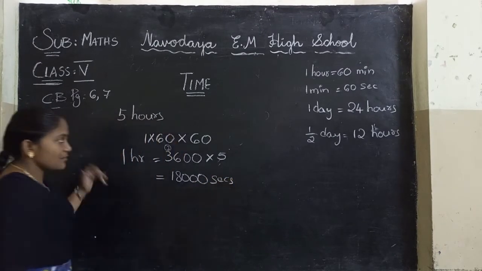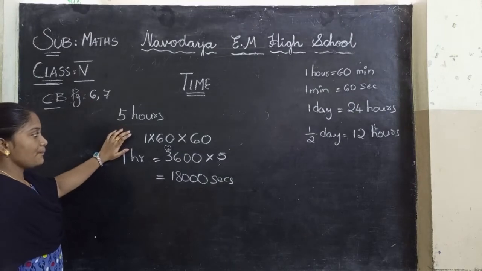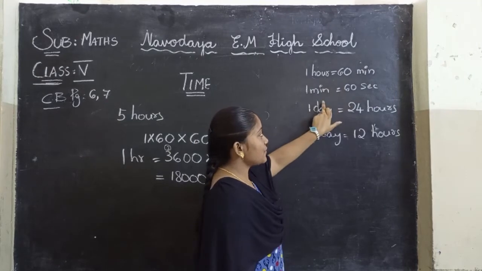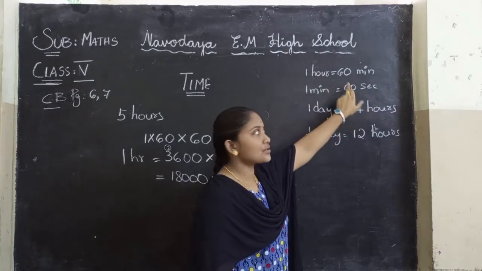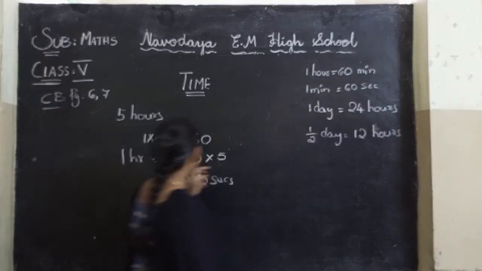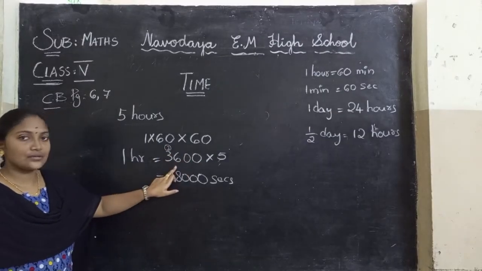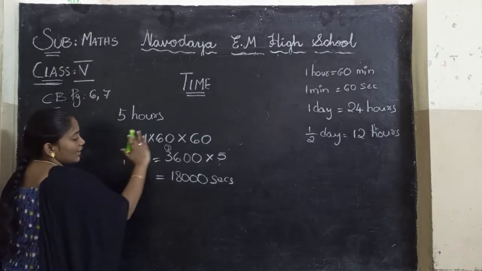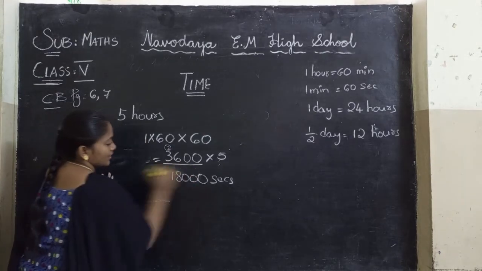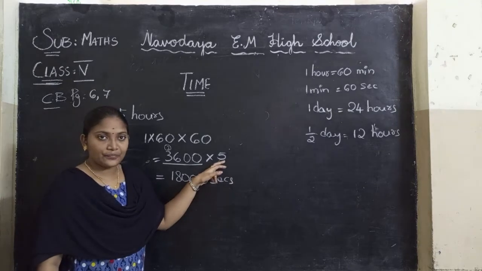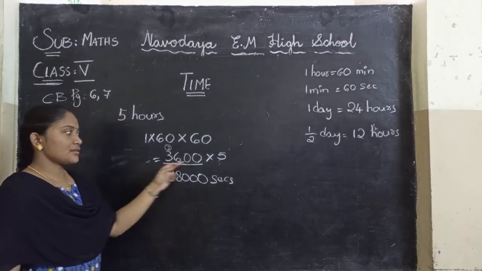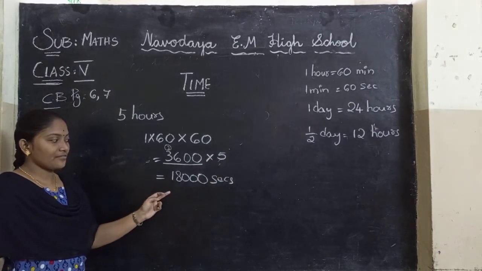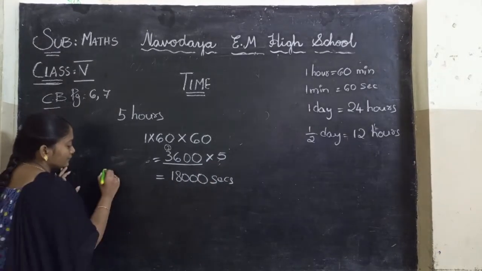I am explaining the same sum again. For 1 hour, how many minutes will be? 60 minutes. For each minute, how many seconds? 60 seconds. So 60 into 60 is 3,600. For 1 hour, it is 3,600 seconds. What about 5 hours? 1 hour is 3,600 seconds, so for 5 hours is 18,000 seconds.